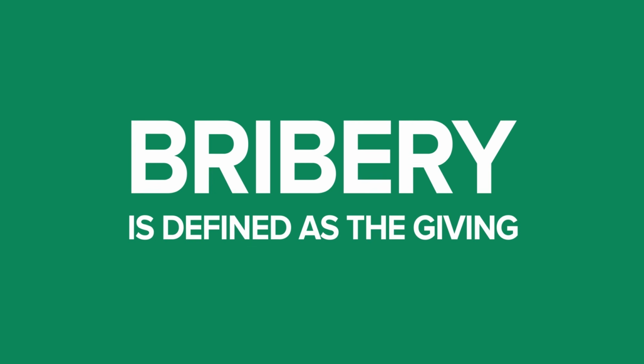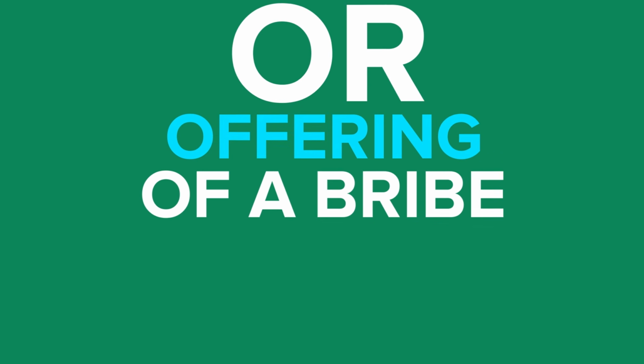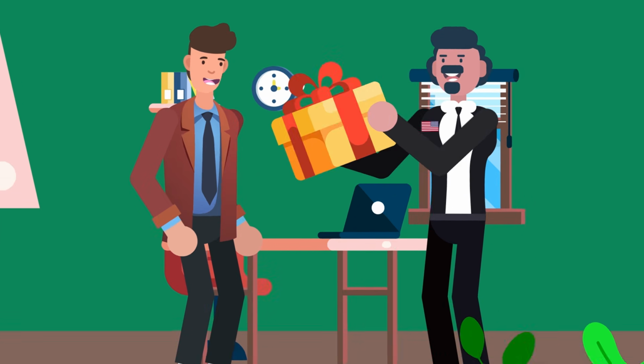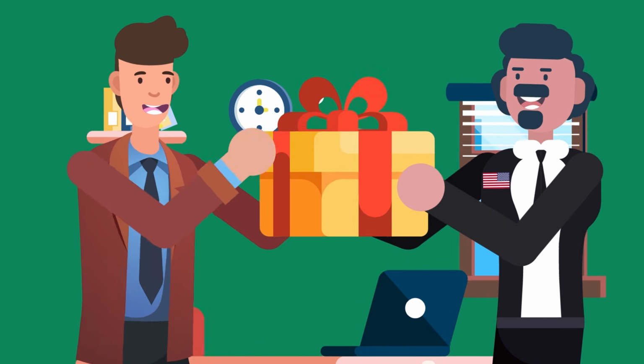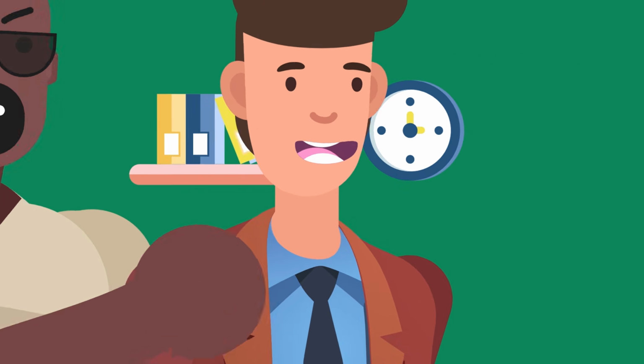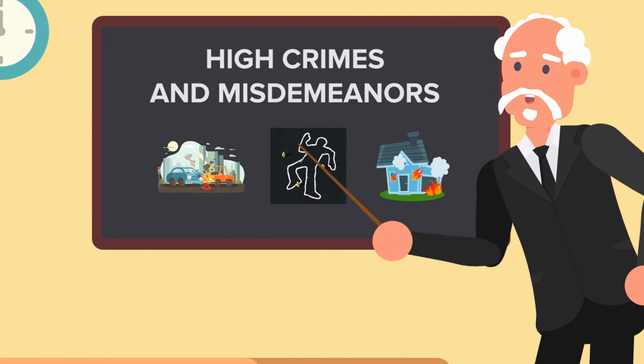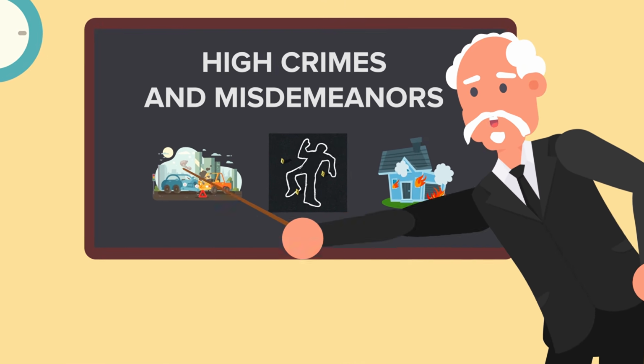Bribery is defined as the giving or offering of a bribe. So if the president receives or gives gifts or money for personal benefit or for political favor, they would be participating in bribery.